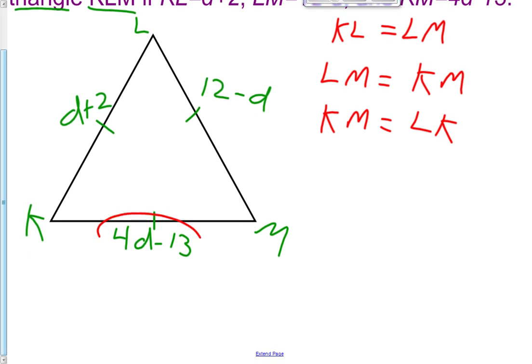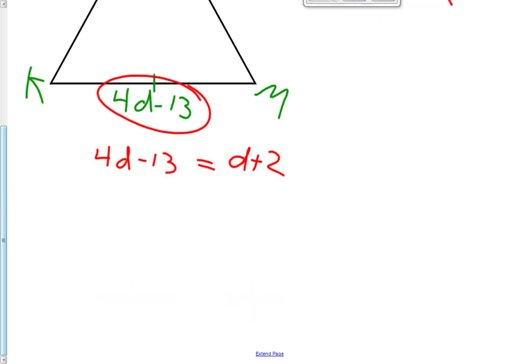So I'm going to set KM equal to LK. So I'm going to set 4D minus 13 equal to the other side, D plus 2. In an equilateral triangle, they're all equal to each other. Let's solve for D, shall we? We'll subtract D from both sides and add 13 to both sides.